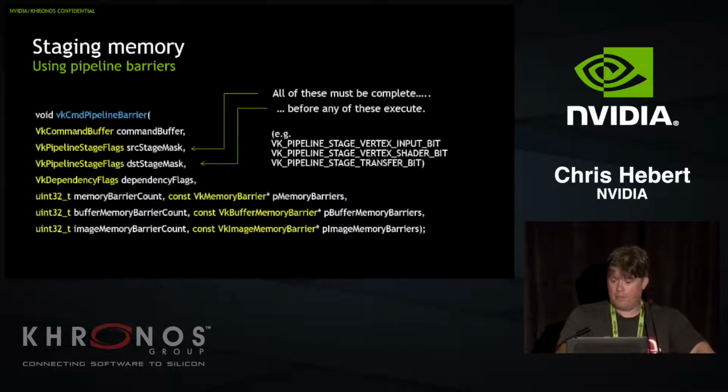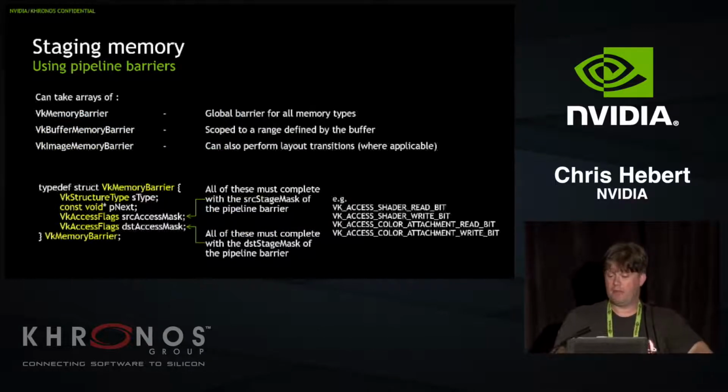So looking at vkCmdPipelineBarrier, the command that we would use, there are some things I would like to point out. Firstly, the source stage mask and the destination stage mask. All of the pipeline stages indicated by the source stage mask must have completed before any of the pipeline stages indicated by the destination stage mask can execute. We also pass in one or more VkMemoryBarriers, which is a sort of top-level generic memory barrier, and/or one or more VkBufferMemoryBarriers, which are buffer-specific, and/or one or more VkImageMemoryBarriers, which are image-specific.